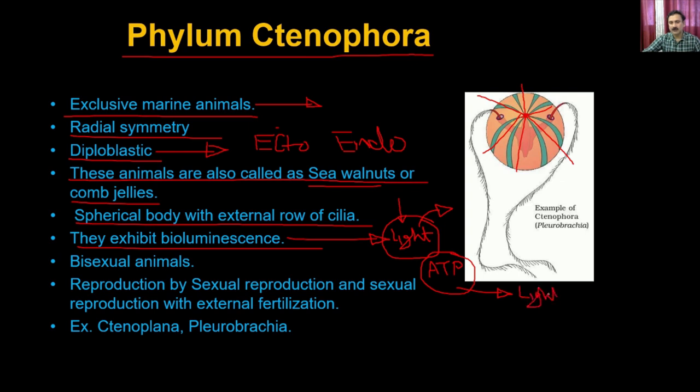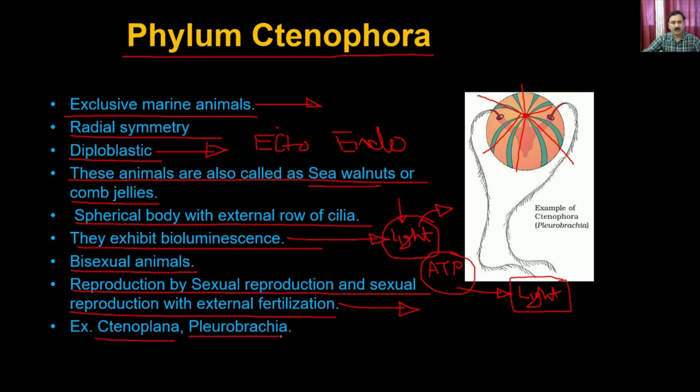I'm sure you might have discussed bioluminescence, or you might be going to discuss it. These are bisexual animals, so male and female are both present in the same organism. Reproduction is by sexual reproduction with external fertilization, which means all the ova as well as the sperms are going to be thrown out from the organisms, and then they are going to have external fertilization. The examples are Ctenoplana and Pleurobrachia.